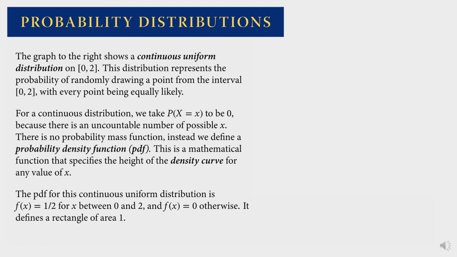For a continuous random variable, we have a probability density function, or PDF, instead of a probability mass function, or PMF, like we had with discrete variables. Because there are so many options for X to be, the probability that X equals any particular value is taken to be 0. So P(X = x) equals 0 for any random variable X that follows a continuous distribution.